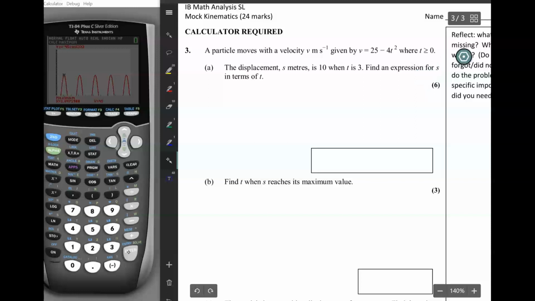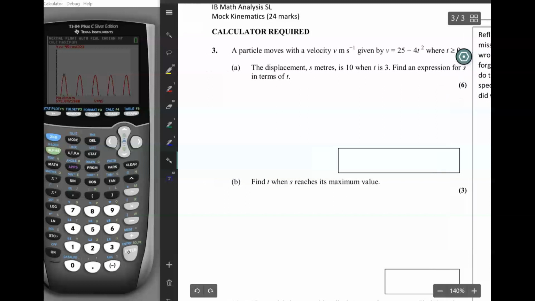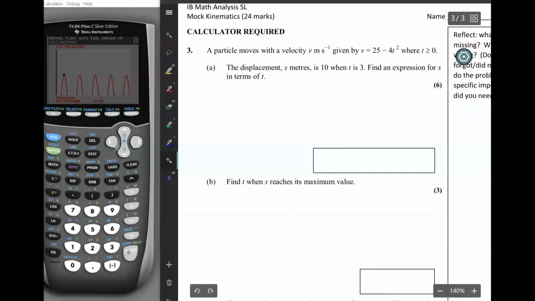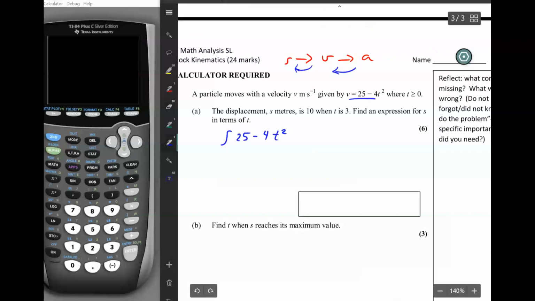Okay, so in this particular case, they're giving us v, and they want us to find s. So remember, normally in derivatives, you start with the s function, and then when you take derivatives, first you get the velocity function, and then finally you get the acceleration function. If you're going to do the integral, you're actually going backwards. The integral of a gives you v, and the integral of v gives you s. They gave us v, so if we want to find s, we need to find the integral of v. So let's find the integral of v to find the s function.